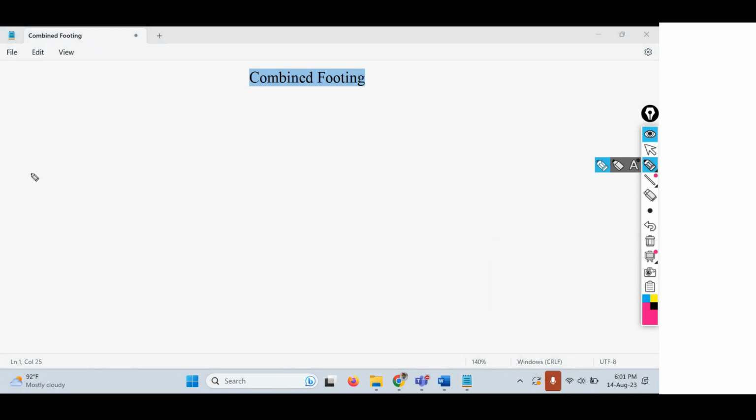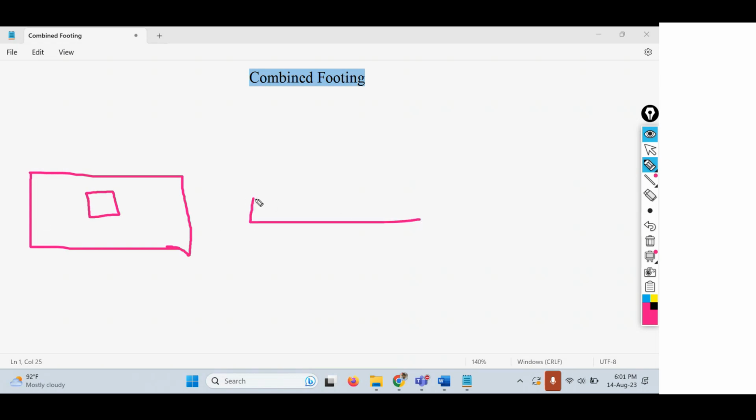Isolated footings are nothing but you have only one column attached to one footing. If you see it from the top view, this is how it looks. If you see it from an elevation view, this is how it looks. This is called an isolated footing. Isolated footings can have a rectangular shape or a square shape. So that's about isolated footings.